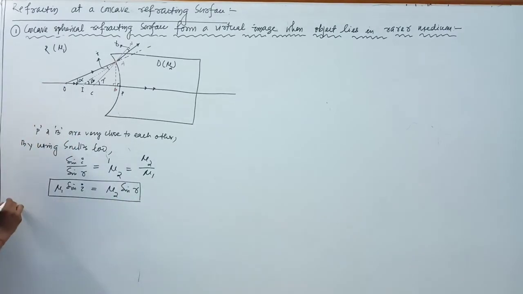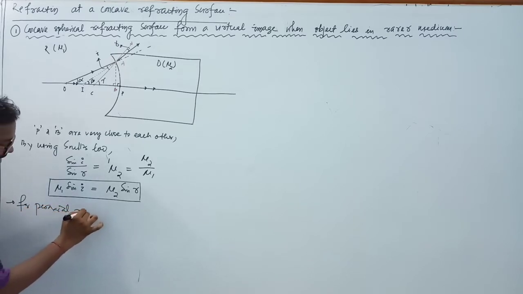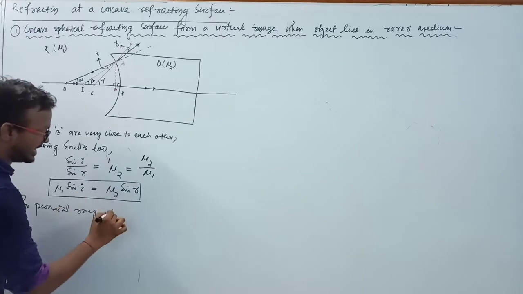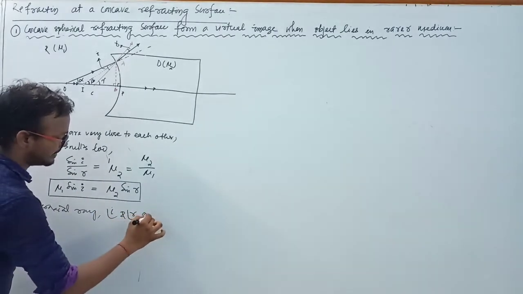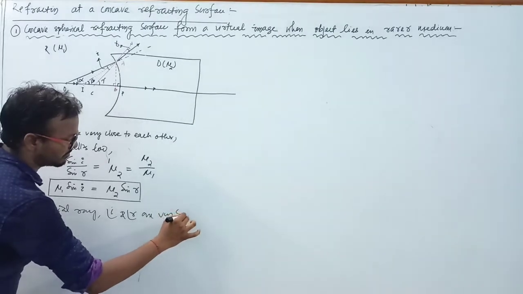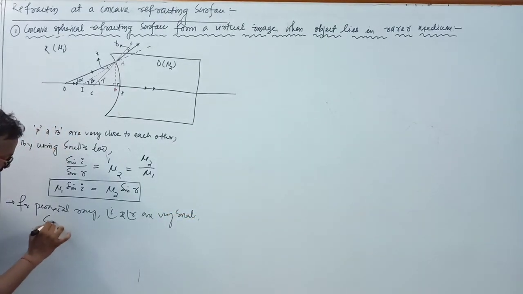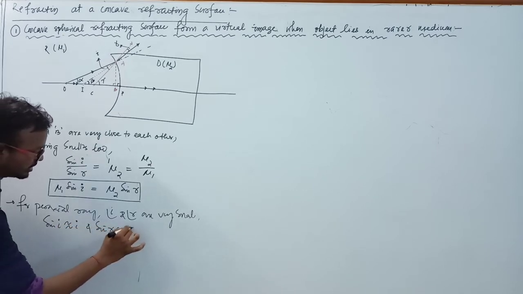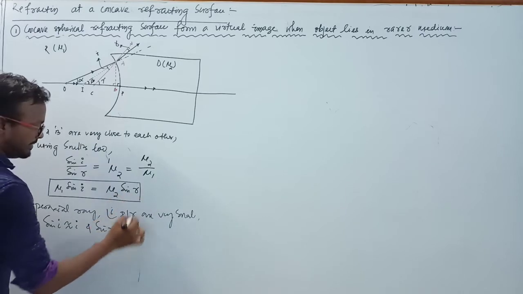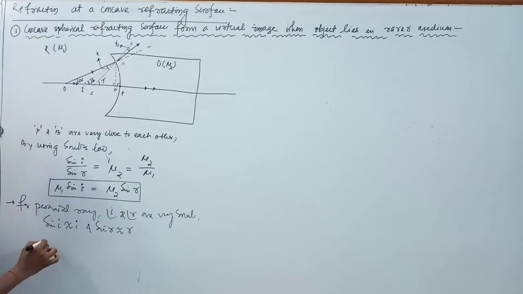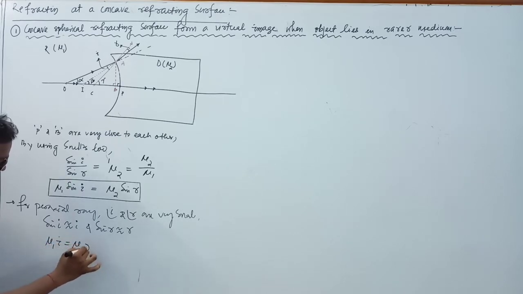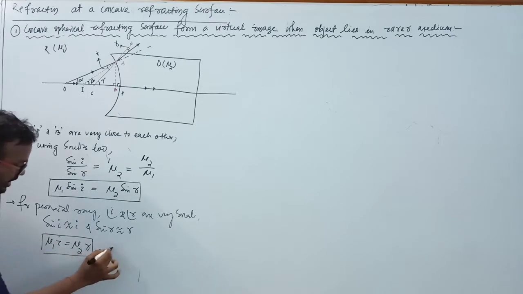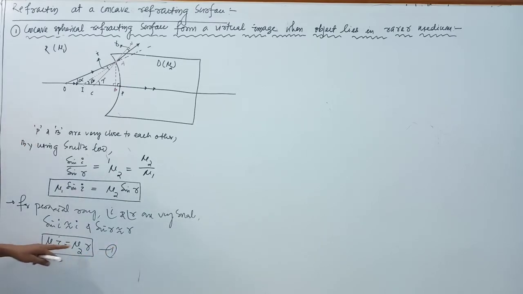Clear? Since for paraxial rays, the angle of incidence and angle of refraction, i and r, are very small, we can write sine i nearly equal to i and sine r nearly equal to r. Replacing these in the above equation, we get mu1 i equals mu2 r. This is equation number 1. Now we have to find the values of i and r.